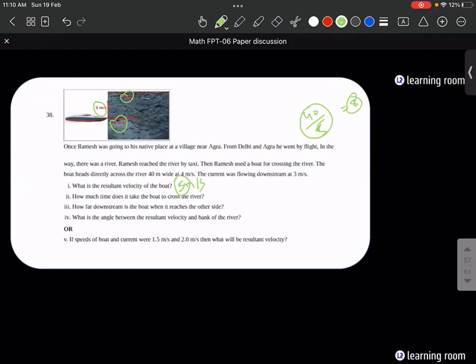So how far downstream is the boat when it reaches the other side? How to solve? How far downstream is the boat when it reaches the other side?